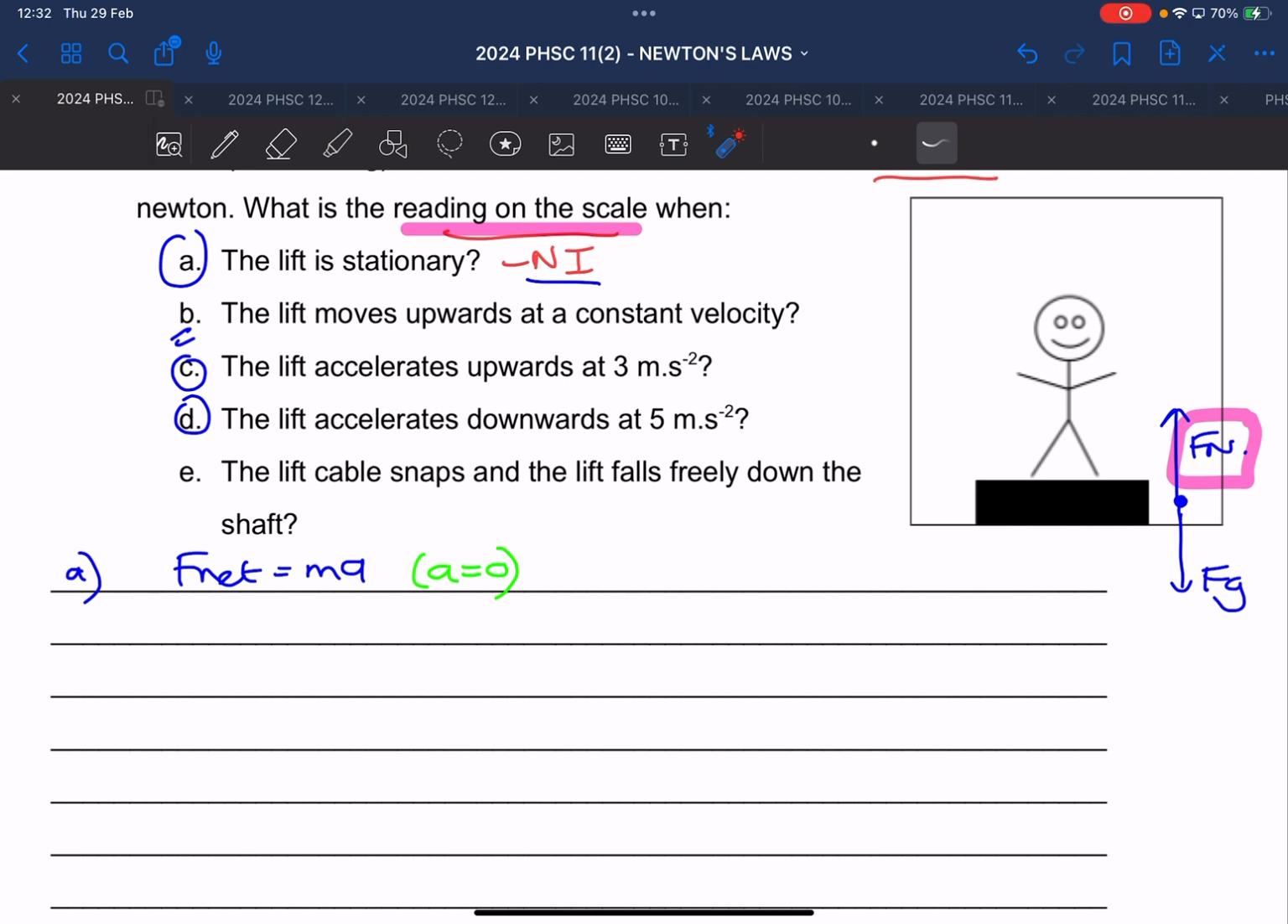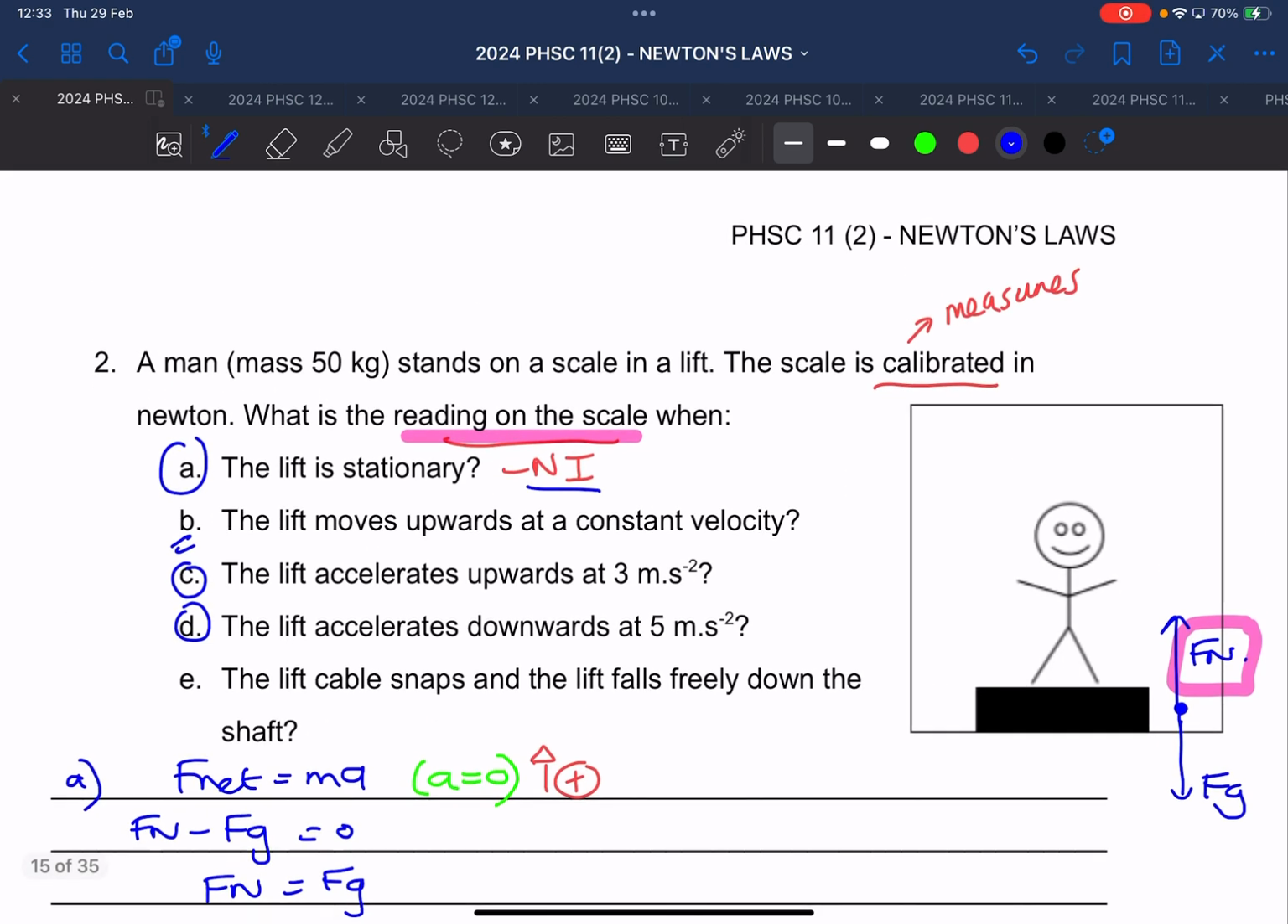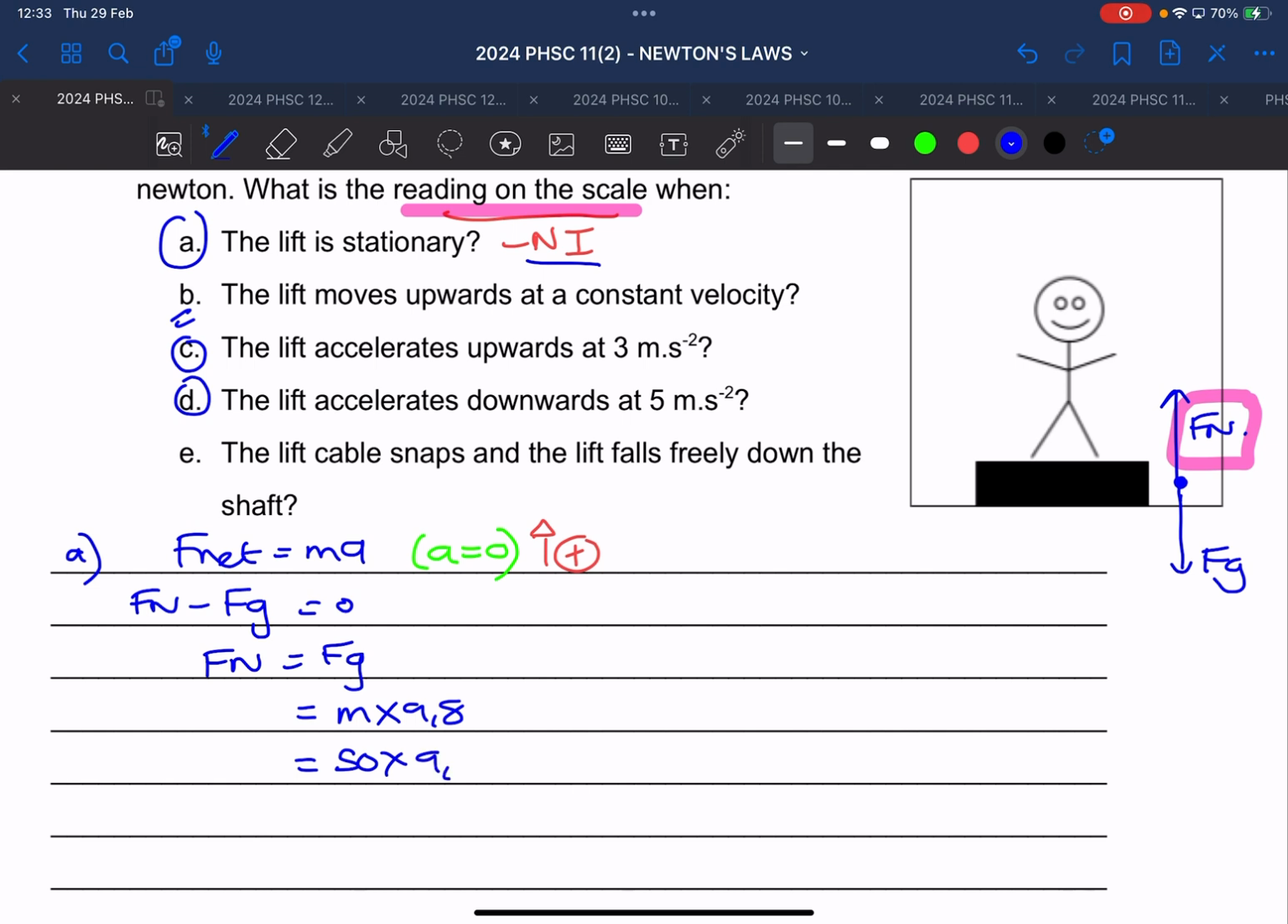There we go. What's the next thing that you must do? Choose a positive direction. So let's say we choose up to be positive. Right? Then we have Fn minus Fg is equal to 0. So Fn is equal to Fg. How do we calculate Fg again? M times G, and G on Earth is 9.8. So the mass is what? The mass is 50 kilograms times 9.8. And that gives you 490 newtons.